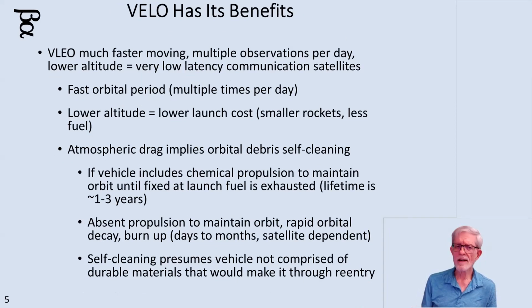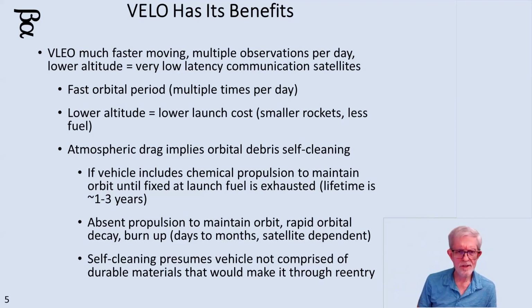So being at very low Earth orbit has benefits. It's faster moving. You get multiple observations per day. Fast orbital period, a couple of hours. Being lower, it takes less fuel to get you up there. A smaller rocket, cheaper to launch, can launch them more often. You can launch these CubeSats and microsatellites up there.